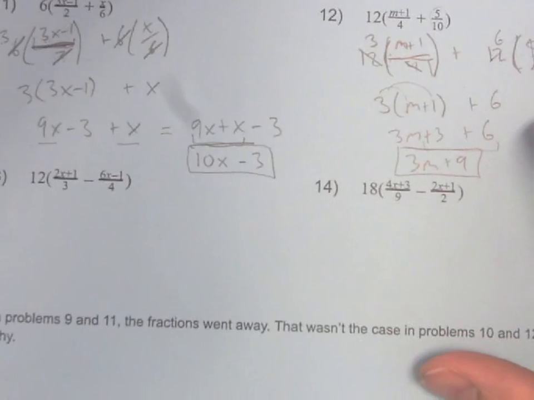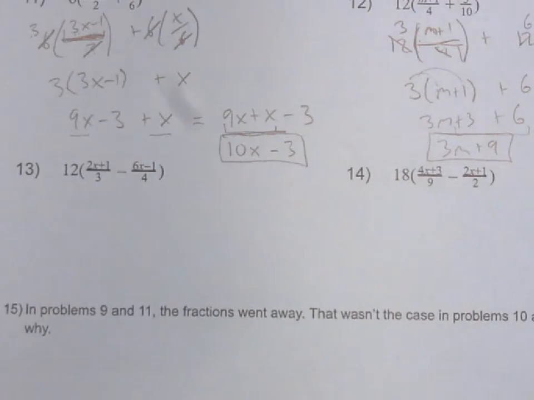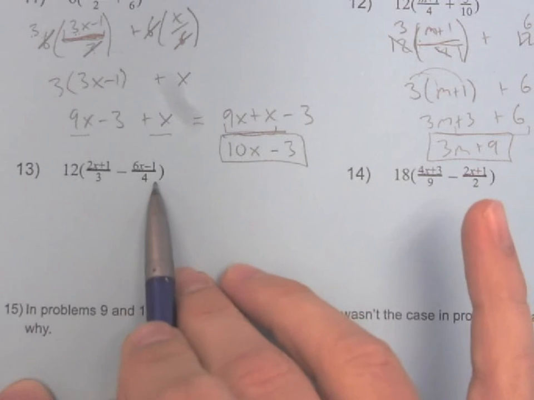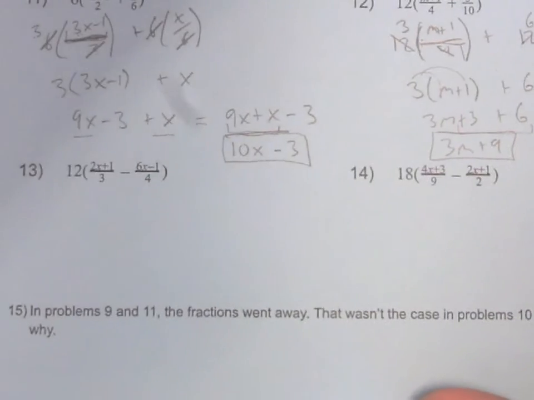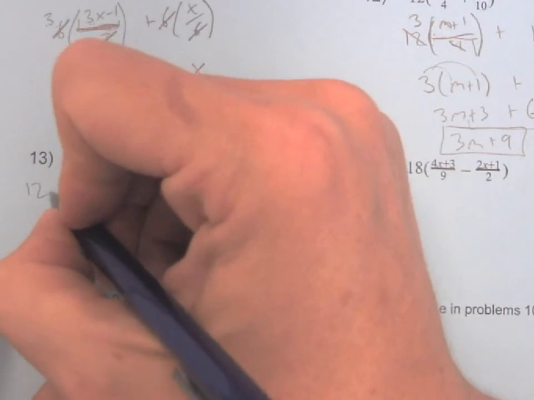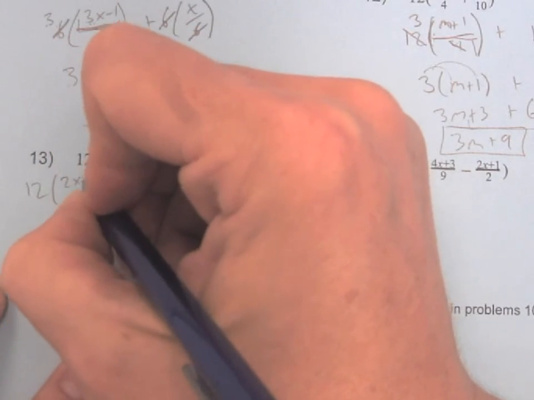Okay, these guys are a little bit trickier because now we have two fractions that have those two pieces up front. And again, we call that a binomial numerator. All right, so let's take a look at number 13 here. So the first step is the same. We're going to distribute.